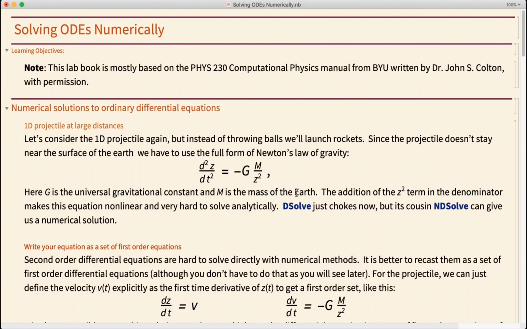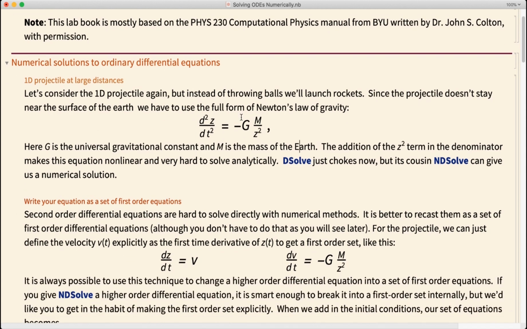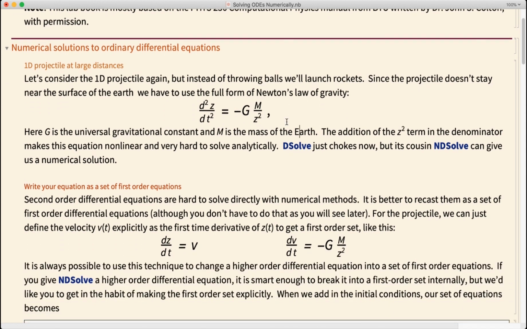Okay, guys, we learned how to solve differential equations that had an analytical solution. Now let's learn how to solve differential equations in Mathematica that do not have an analytical solution. Again, we learned how to do this in MATLAB, but it can also be useful to know how to do this in Mathematica.